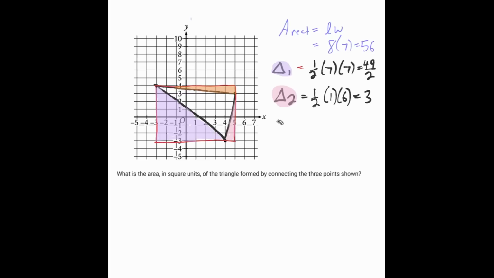Now we'll do the area of the orange triangle, triangle 3. And that is 1/2 times base times height. The base goes from -3 to 5, so the base is 8, and the height is 1. So 1/2 times 8 times 1, which is 4.